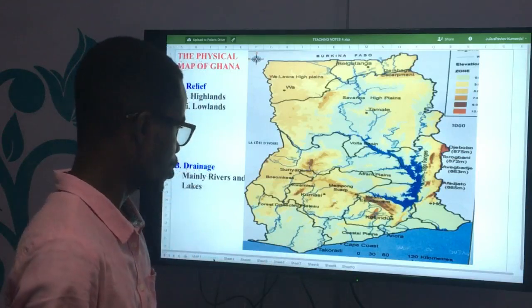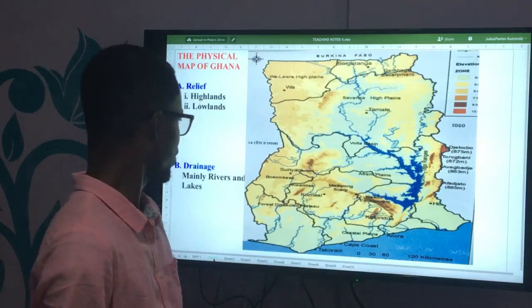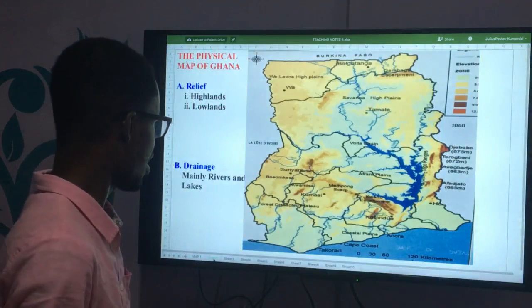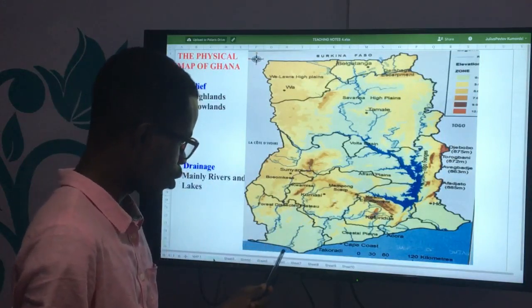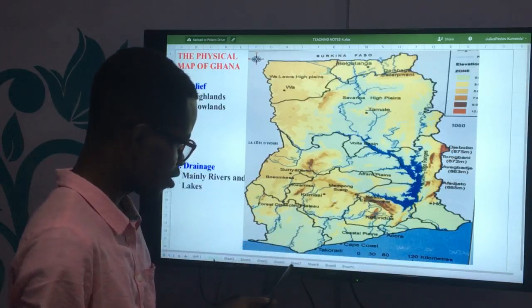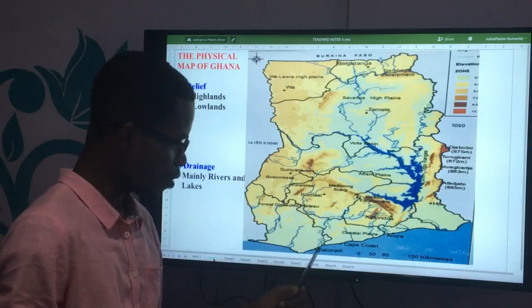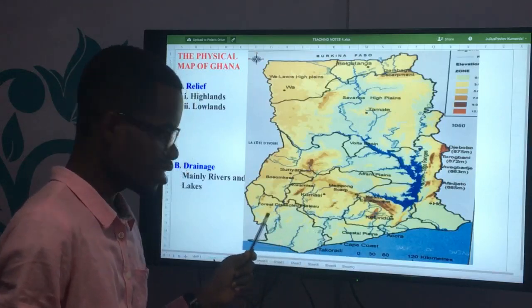All right, so what can we look at? Again, we'll go to category B, where we look at the rivers and the lakes. So the blue lines, you see this one over there, Ankobra here, entering the sea. You find the popular Pra River, also entering the sea. Then we have Tano in this area.